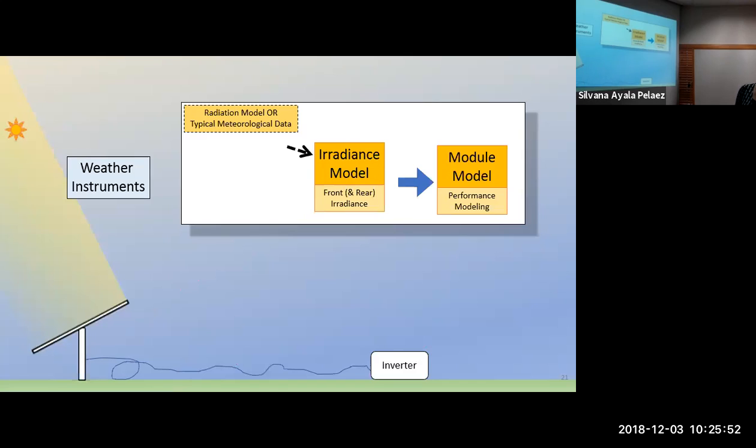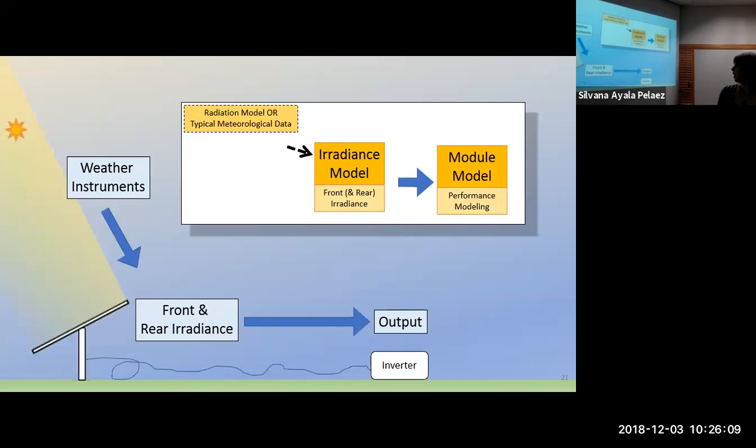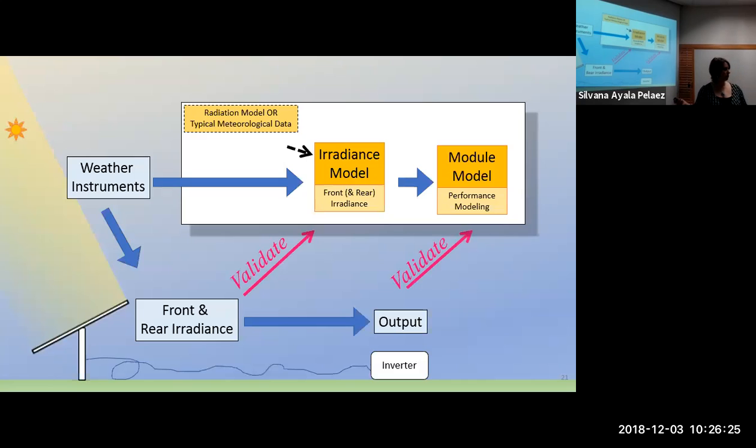Now, in reality, to get the accuracy, we want to do the experiment or prove it with field data. So we have to set up weather instruments. If we want to prove irradiance, we have to set up front and rear irradiance measurement. And we have to set up also, or measure, the output. And the weather instrument, then we feed that information into the irradiance model. And so we can validate or compare how close we are or not in our model at these two stages.